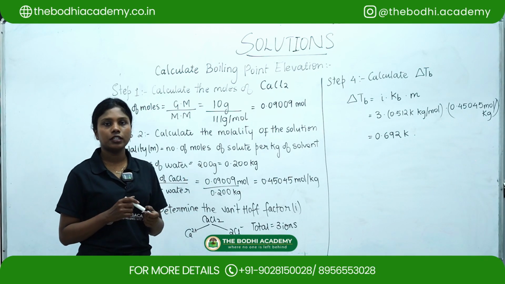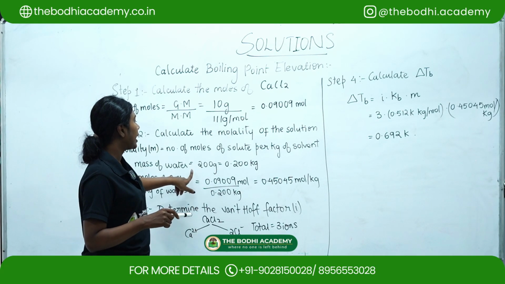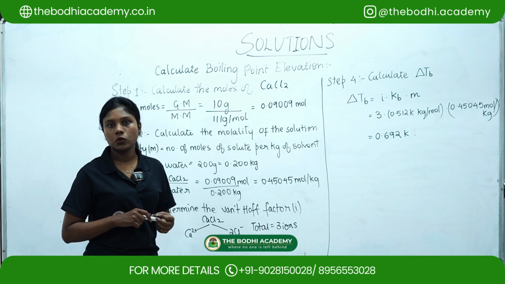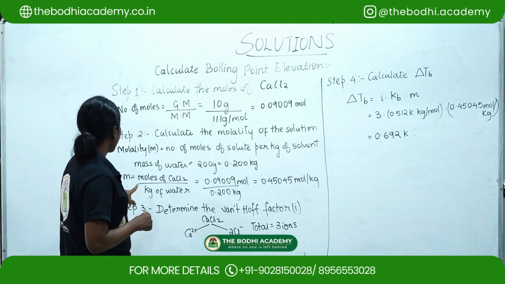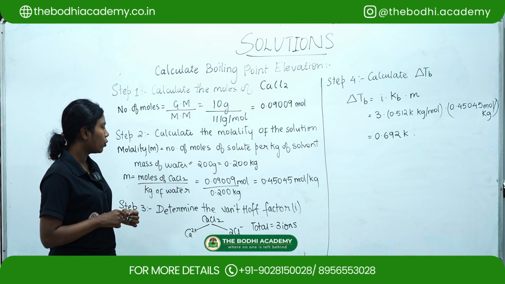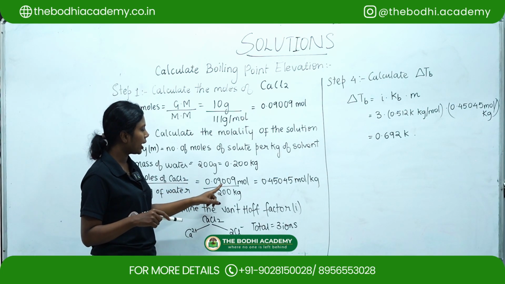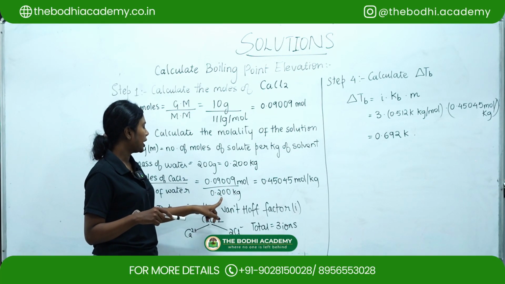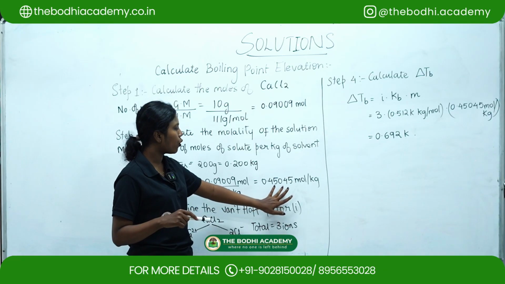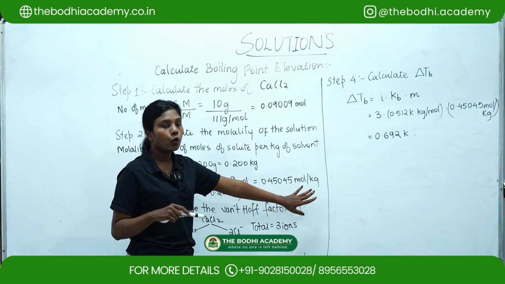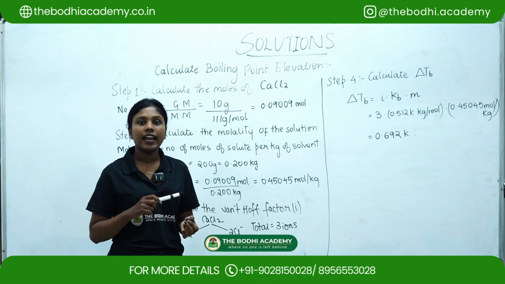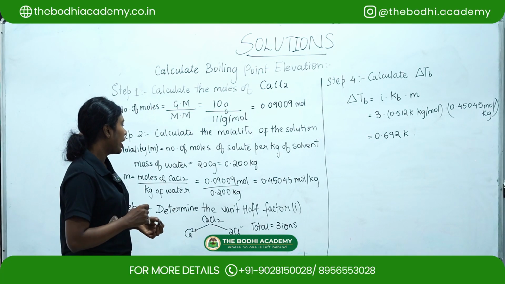Now if I want to convert it to kg, I simply divide it by 1000. So I end up having 0.200 kg. So M will be equal to moles of CaCl2 upon kg of water. That is 0.09009 divided by 0.200 kg, which comes down to 0.45045 moles per kg.